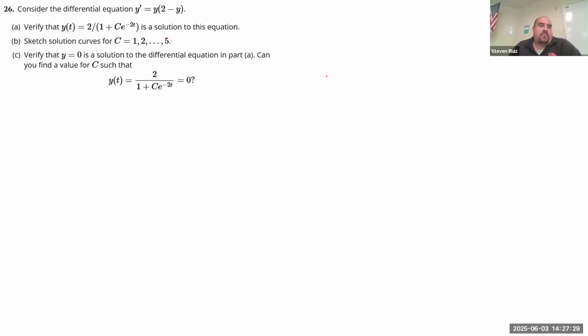All right, moving on. We have a differential equation, y prime equals y times 2 minus y. And again, we want to verify that the solution they're giving me here is valid. So again, we can take a derivative. What is y prime of t?